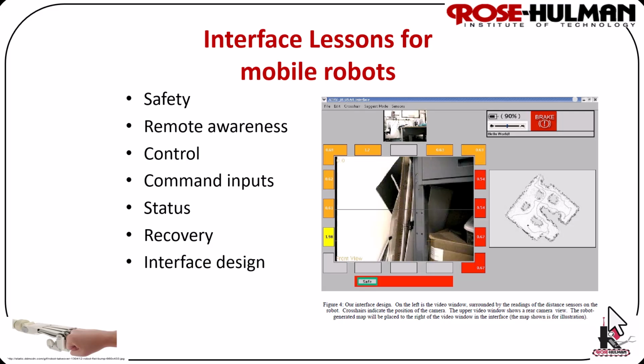Here we look at interface lessons for mobile robots, but remember, even in the context of your static social robot, you can be thinking about interfaces that would be most appropriate to engage a user to want to interact with your robot. Beyond just seeing the robot and wanting to interact, what kind of interfaces could you have on a computer screen? So things to consider are safety, remote awareness, and control. How do you give command inputs? We've talked about gesture recognition, facial recognition, joysticks, verbally speaking, etc. What is the current status of the robot? How do you recover the robot? And how do you design the interface in order to make it the most effective for the robot and for the human?